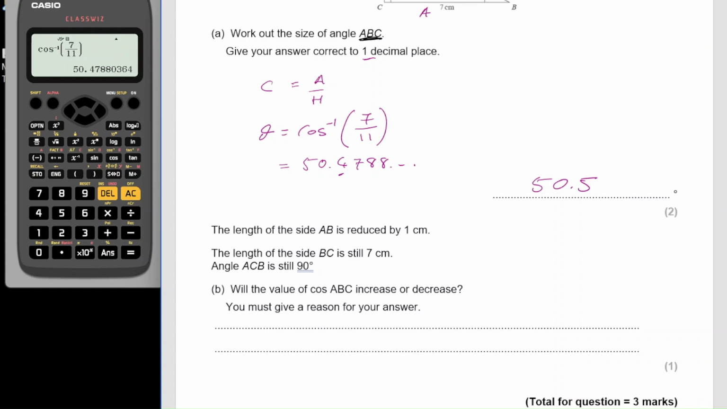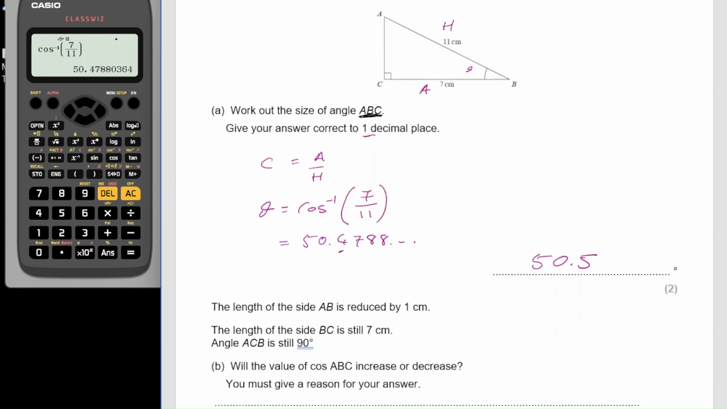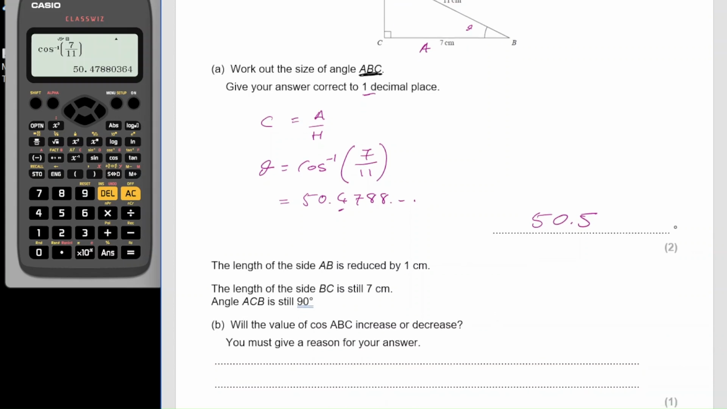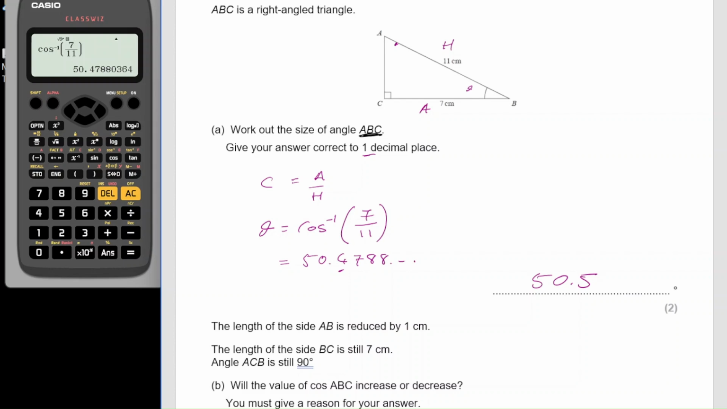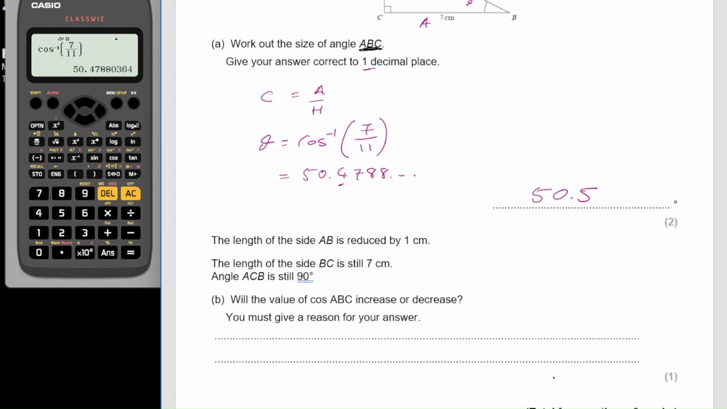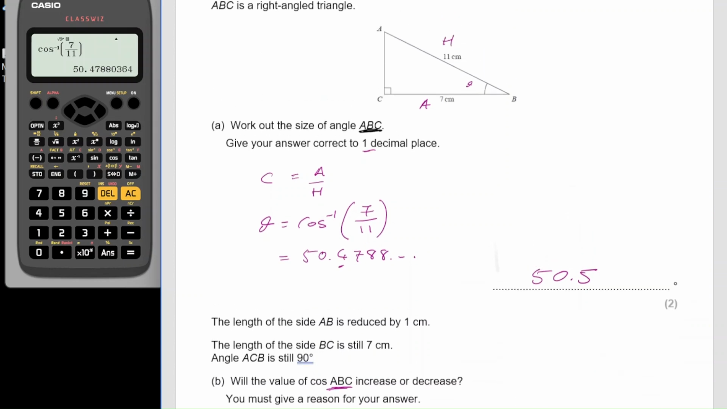Part B, the length AB is reduced by 1 centimeter. So let's AB, so this is going to become shorter. The length of side BC is still 7. The angle is still 90 degrees. Okay. Will the value of cos ABC increase or decrease?